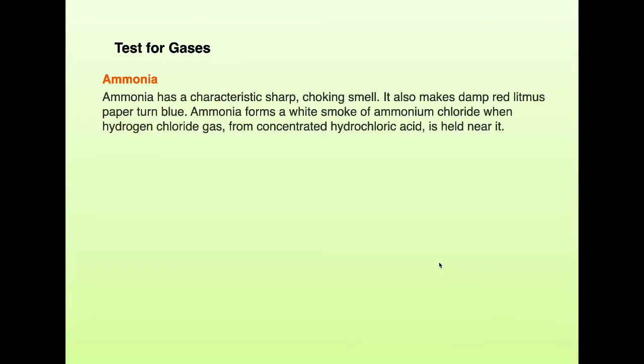Ammonia, you haven't really come across very much, but ammonia is an alkaline gas. It's got a characteristic sharp choking smell. It will make damp red litmus paper turn blue because it's alkaline. It will also form white smoky clouds of ammonium chloride with hydrogen chloride gas. And we saw this in year 10 with the diffusion experiment.